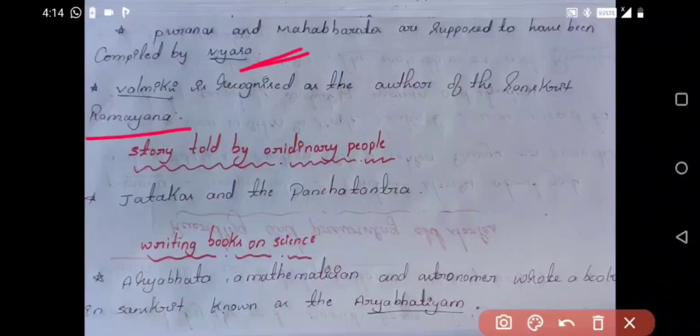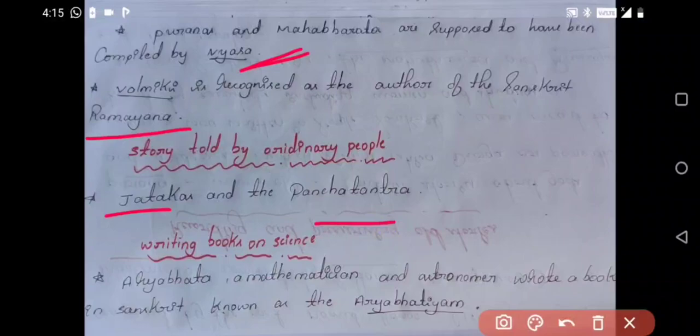Stories told by the ordinary people. When ordinary people used to tell stories, those stories are called the Jatakas and the Panchatantra. They were written down around this time, and stories from the Jatakas were often shown on the railings of stupas and in paintings in places such as Ajanta. We could see these Jatakas there.